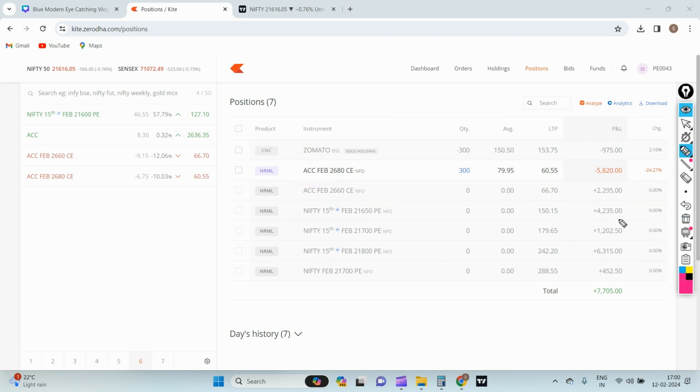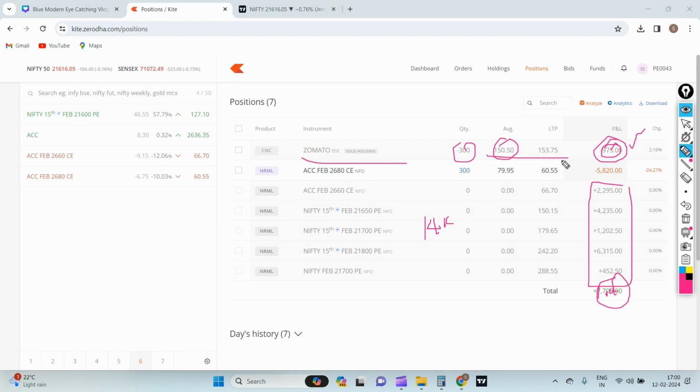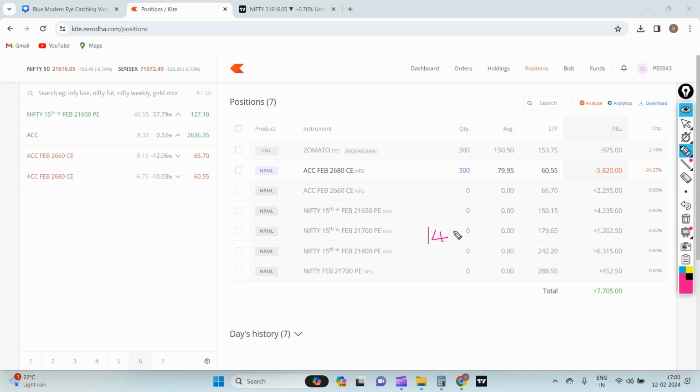Overall, cumulatively, I was able to make around 14k with respect to the trades I have taken. Even these are the trades that I was holding in equity. I sold Zomato, that's why it is showing minus 975. However, I had sold at 151. So cumulatively, I was able to make around 14k, and let me show you my order history as well.